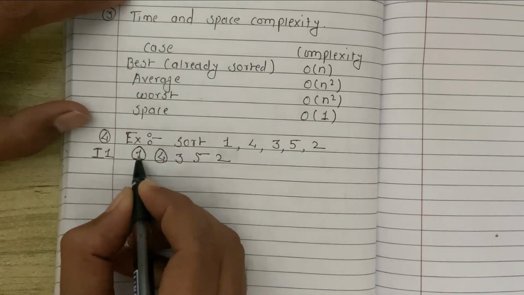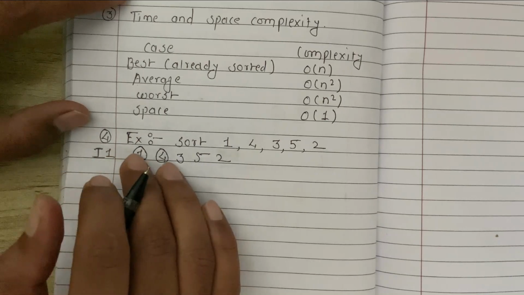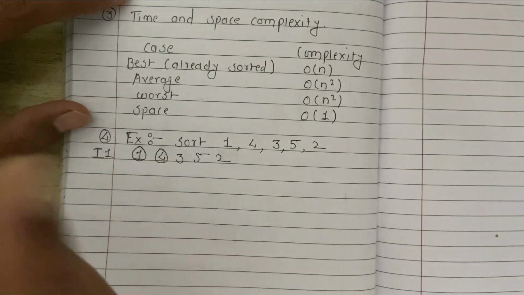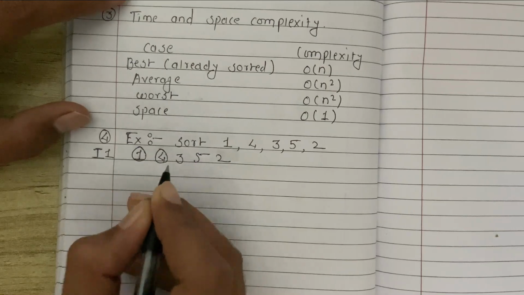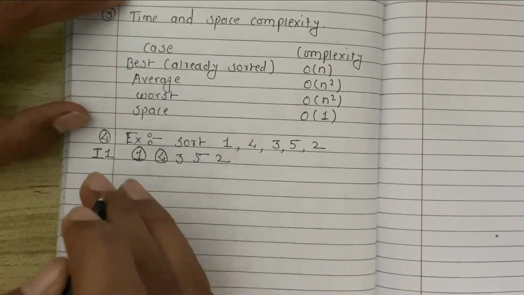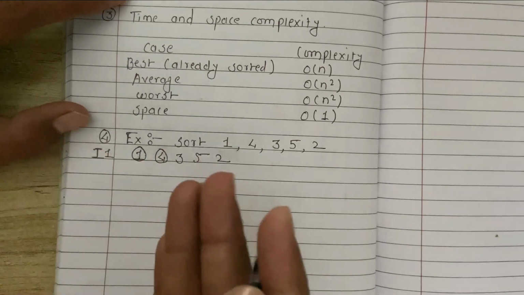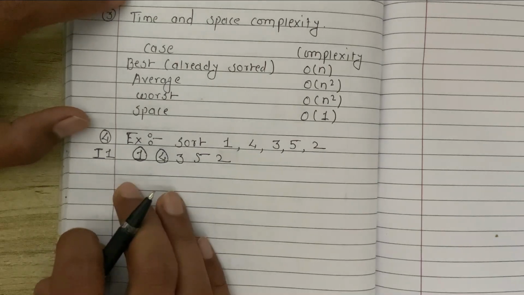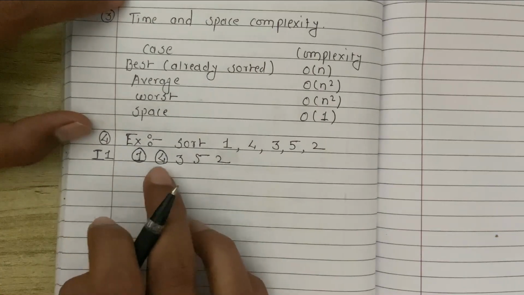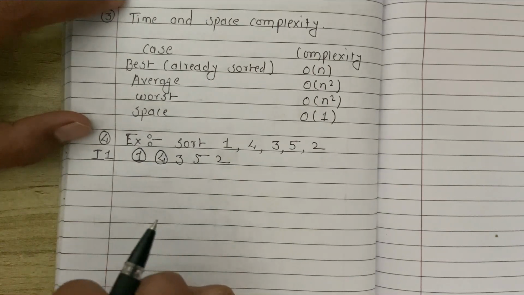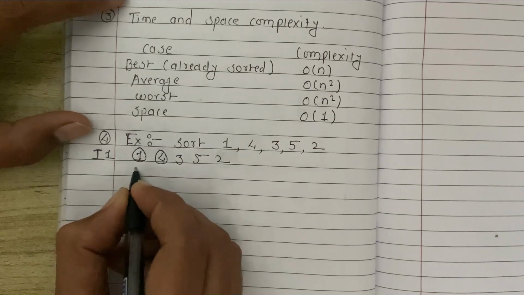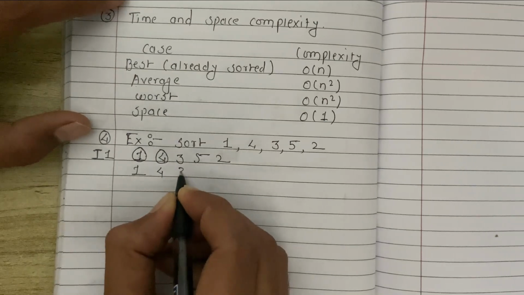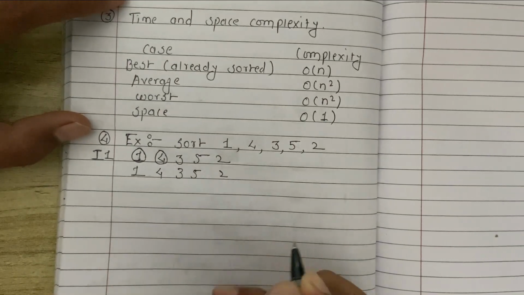So you can see that 1 and 4, these two are in the correct order. Correct order means that if the 4 is here and 1 is here, this is not the correct order. The order between the bubbled elements should be: the first element should be the smaller element and the next element should be the higher element. So you can clearly see that this is the correct order. So we will be writing it as it is, 3 4 5 and 2.